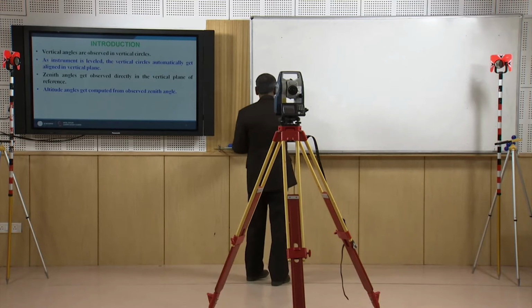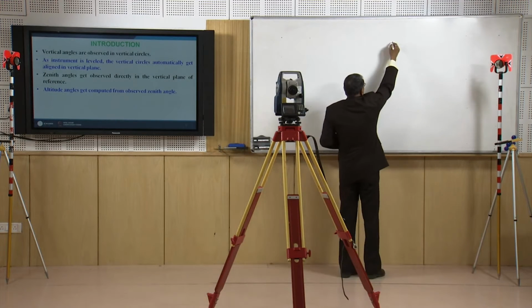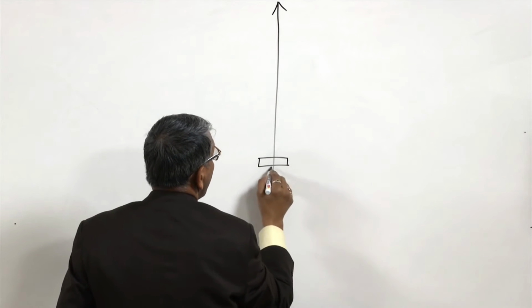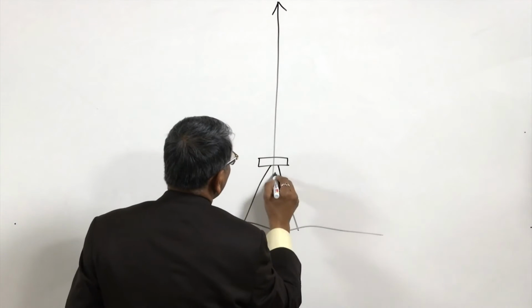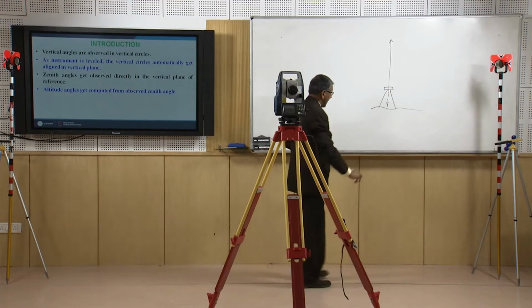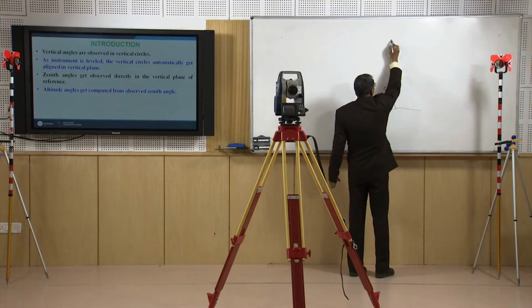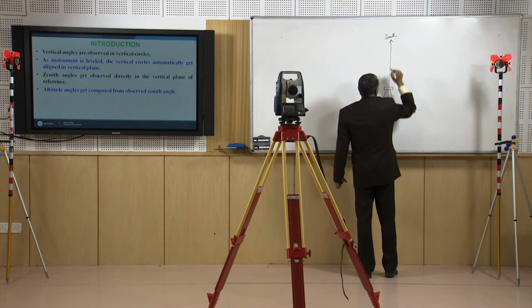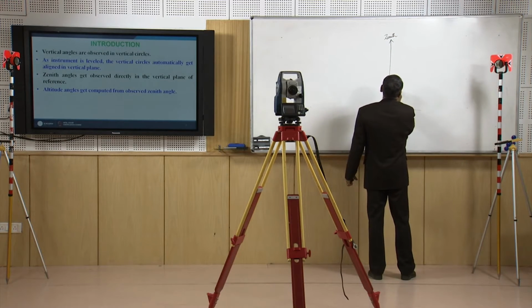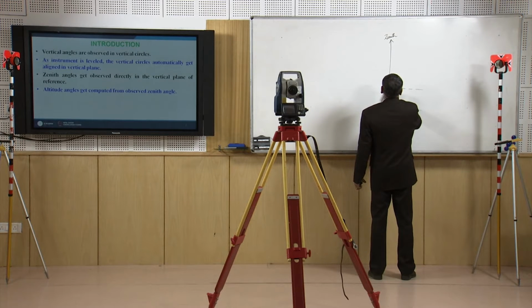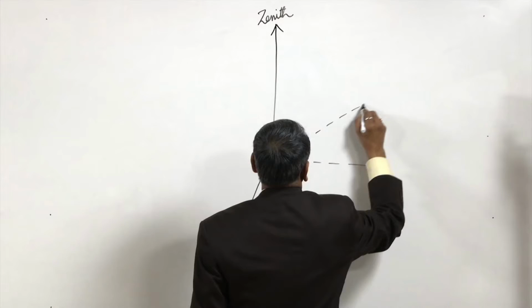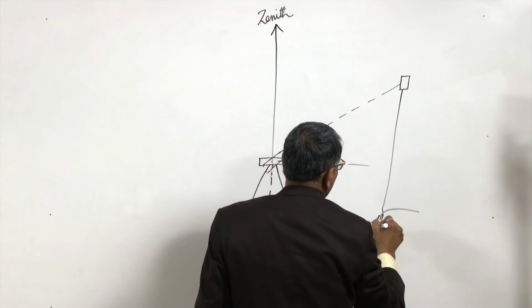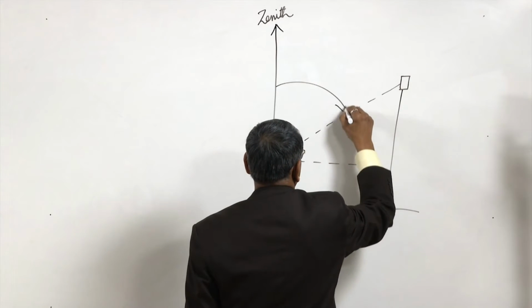Zenith angle is the vertical angle measured with reference to the zenith line. So if our instrument is this one and it is perfectly centered, then this is the plumb line, and the line opposite to the plumb line is the zenith line. We get the angle if the telescope is pointing towards like this. Suppose this is the object, and then this is the angle, the zenith angle.